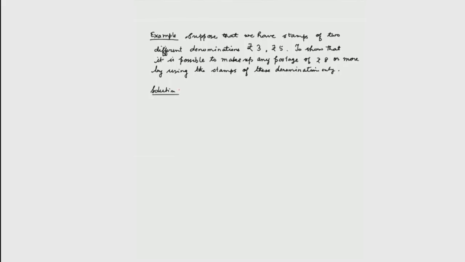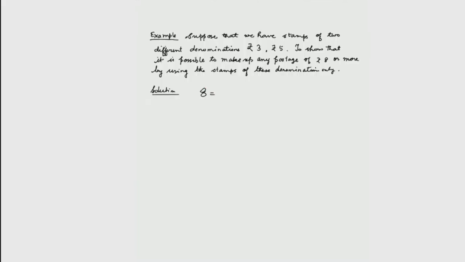Now, to solve this problem, we start from the beginning. If we have a postage of ₹8, of course 8 can be written as 3 plus 5. Now let us check 9. 9 can be written as 3 plus 3 plus 3. 10 can be written as 5 plus 5. Now if we come to 11, 11 can be written as 5 plus 3 plus 3. So we see that at least for first few consecutive possible postages, we can make up those postages by using the denominations of ₹3 and ₹5. Now the question is that, is it always true?